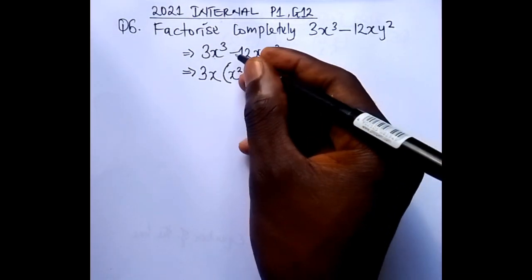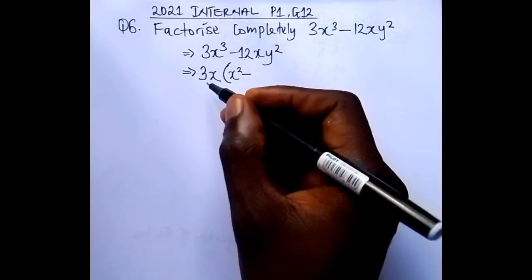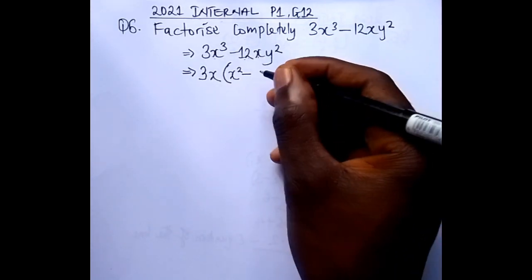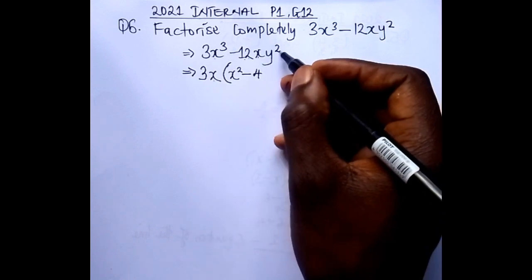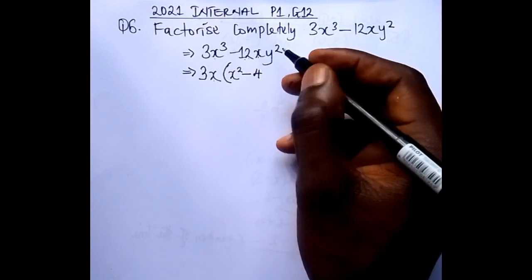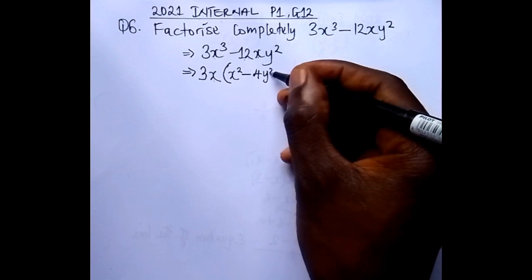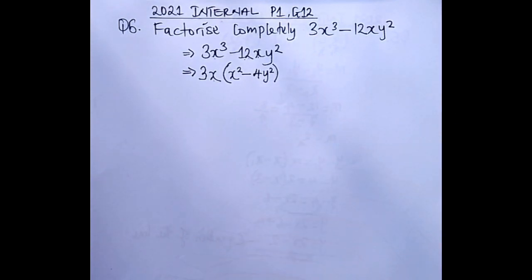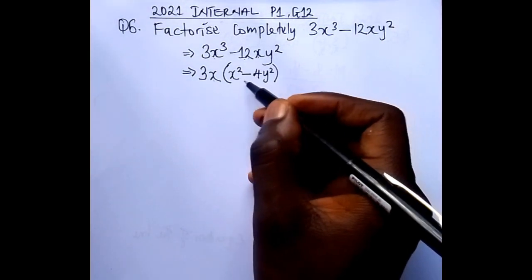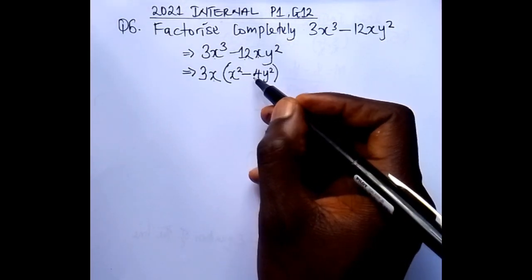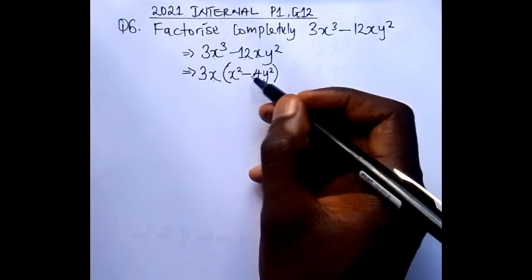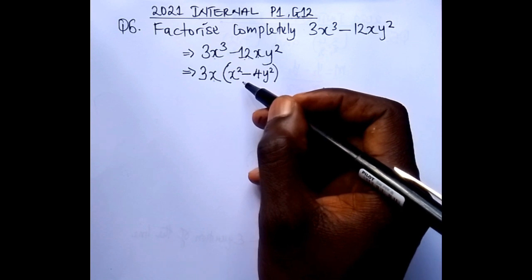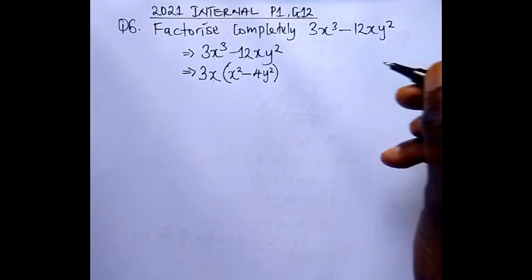Then the operation will be maintained, minus 3 into 12, that's 4. Then x into xy squared, so the x is going to simplify with x, just leaving us with y squared. At this stage, what we now have to look at is what is in brackets, x squared minus 4y squared. These two terms in brackets can be expressed as a difference of two squares.